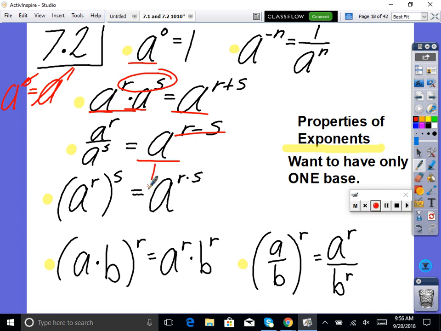So it's going to be like that. A, we bring it on top, R minus S, and then we have a 1 on bottom. Do you guys see? When you divide, then you subtract. So far, when you multiply, you add. When you divide, then you subtract.